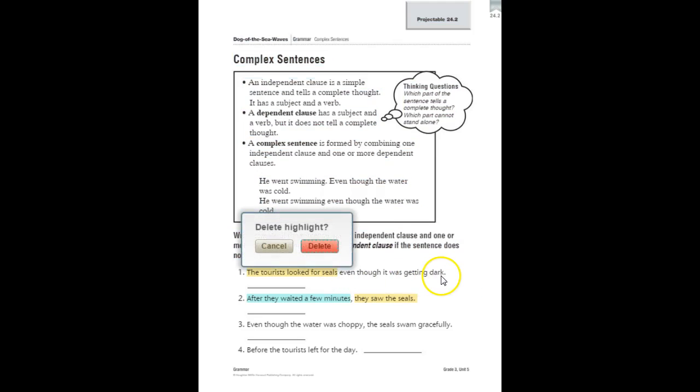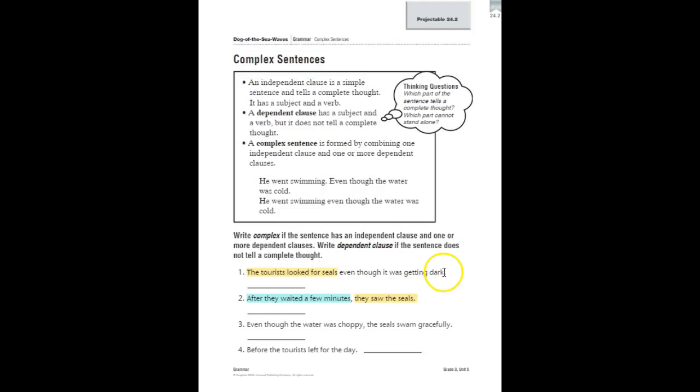Let's see if I can color code. This one does not want to do it for me. Let's go like this. So blue is dependent and the yellow is independent. So even though the water was choppy, can that stand by itself? Is this a complete thought? No, we need to make that blue. That is a dependent clause. The seals swam gracefully is a complete thought, and that can stand on its own. That's our independent clause. So this is also a complex sentence.